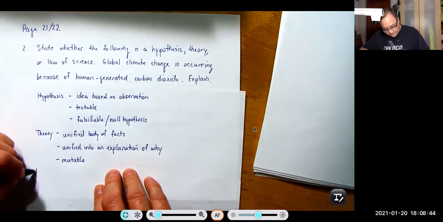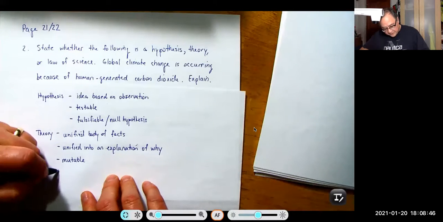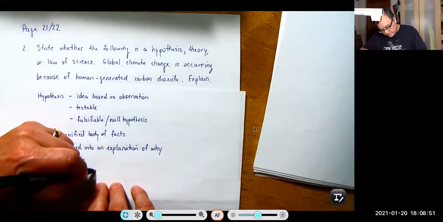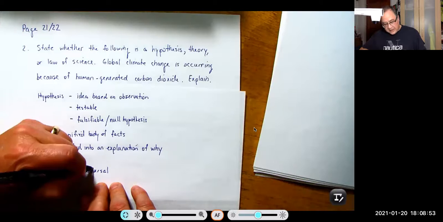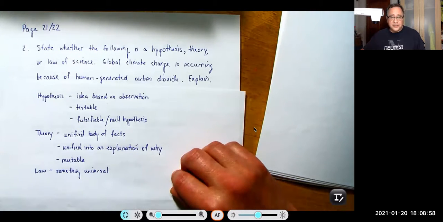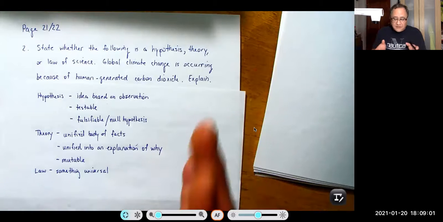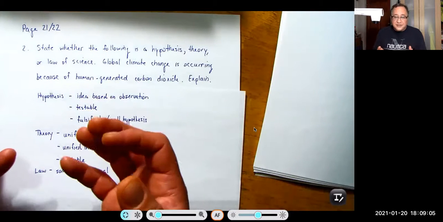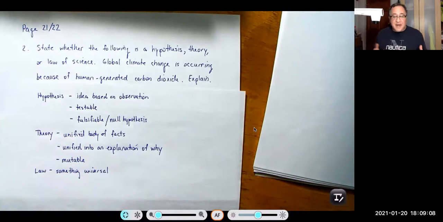Now, what is a law? This is something that seems to be universal. For instance, when you do a chemical reaction, there's something called the law of the conservation of matter, which says that when you have a chemical reaction, whatever amount of stuff you start with by mass is the amount of stuff you end with by mass. It may or may not change into other things, but if you start with 10 pounds of material, you're going to end up with 10 pounds of material. The law of the conservation of matter.